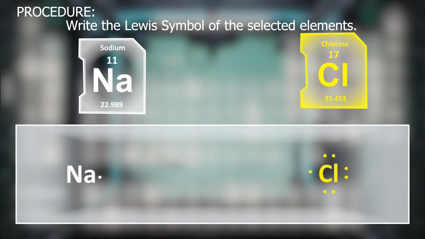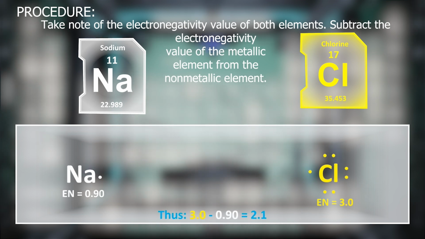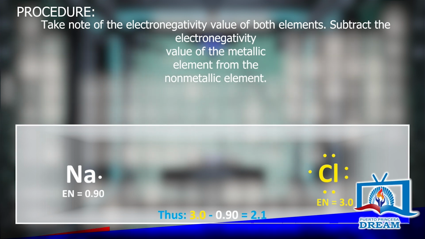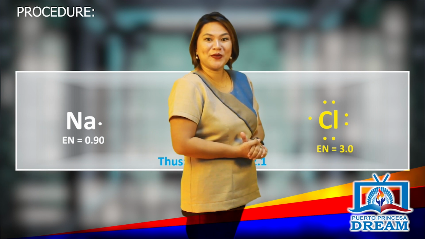Write the Lewis symbol of the selected elements. Take note of the electronegativity values of both elements. Subtract the electronegativity value of the metallic element from the non-metallic element. Let us take a look at this example of sodium chloride.